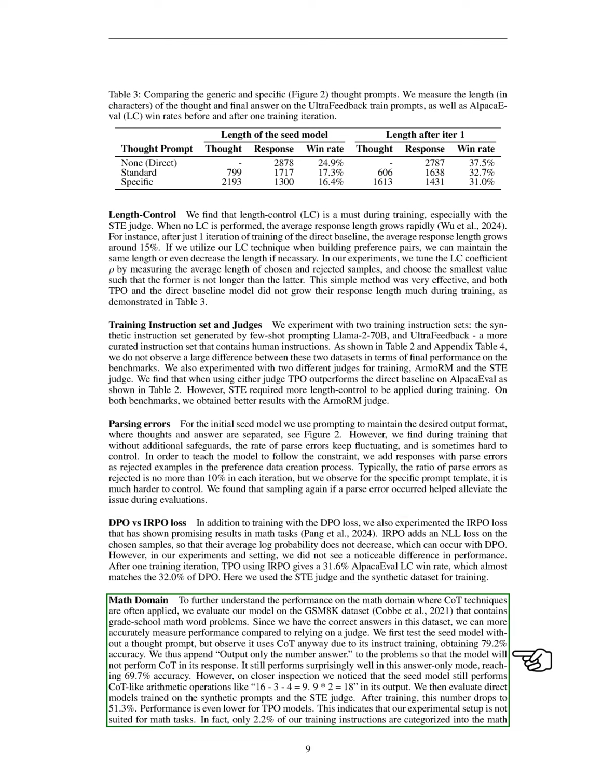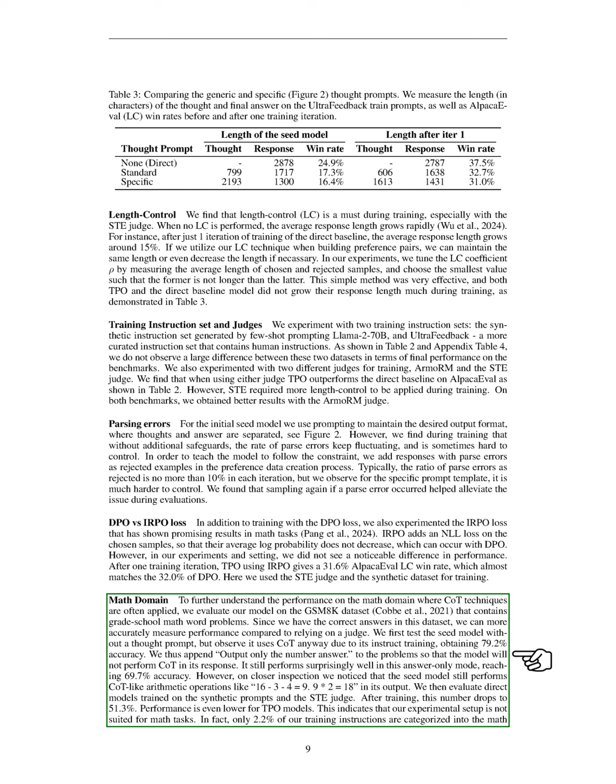To further investigate performance in the math domain, where chain-of-thought techniques are often applied, we evaluate our model on the GSM-8K dataset, which contains grade school math word problems. Since we have the correct answers, we can measure performance more accurately. Initially, we test the seed model without a thought prompt and find it still uses chain-of-thought reasoning, achieving 79.2% accuracy. We then modify the problems to instruct the model to provide only the numerical answer, and it performs surprisingly well, reaching 69.7% accuracy. However, we notice that the seed model still engages in chain-of-thought like arithmetic in its outputs.